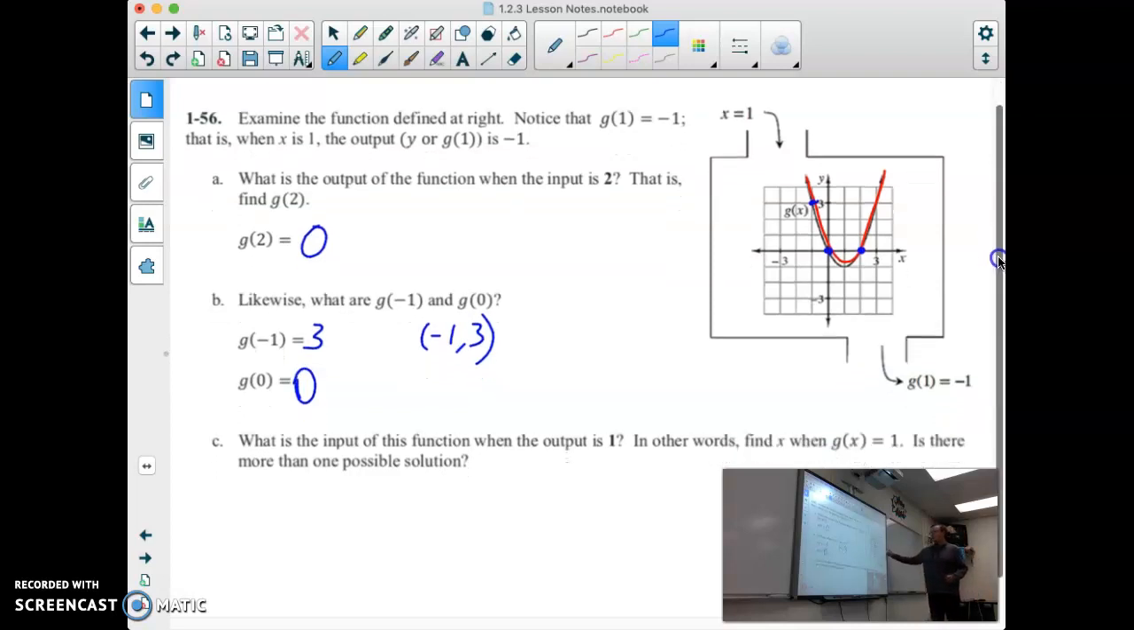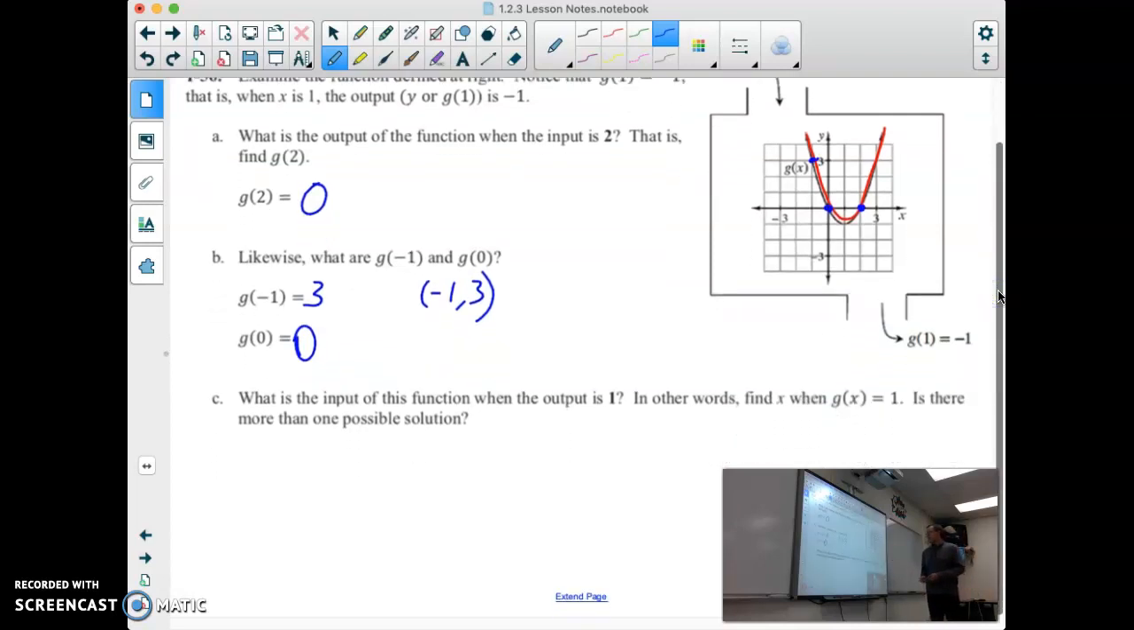So part C, what is the input of this function when the output is 1? So if we're looking at where our output is 1, so our output again is our y value. So when our y value is equal to 1 on this graph, we are right there and right there.